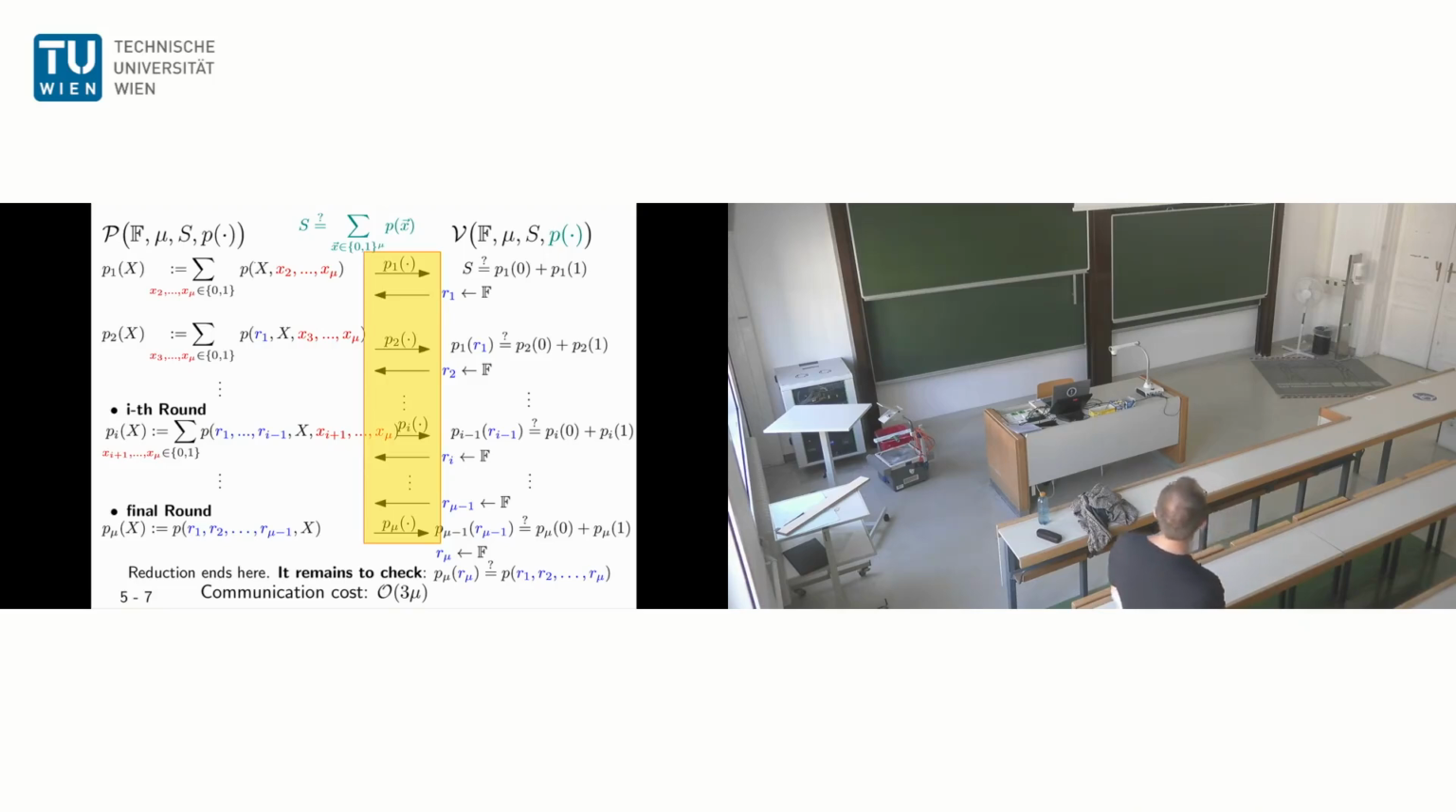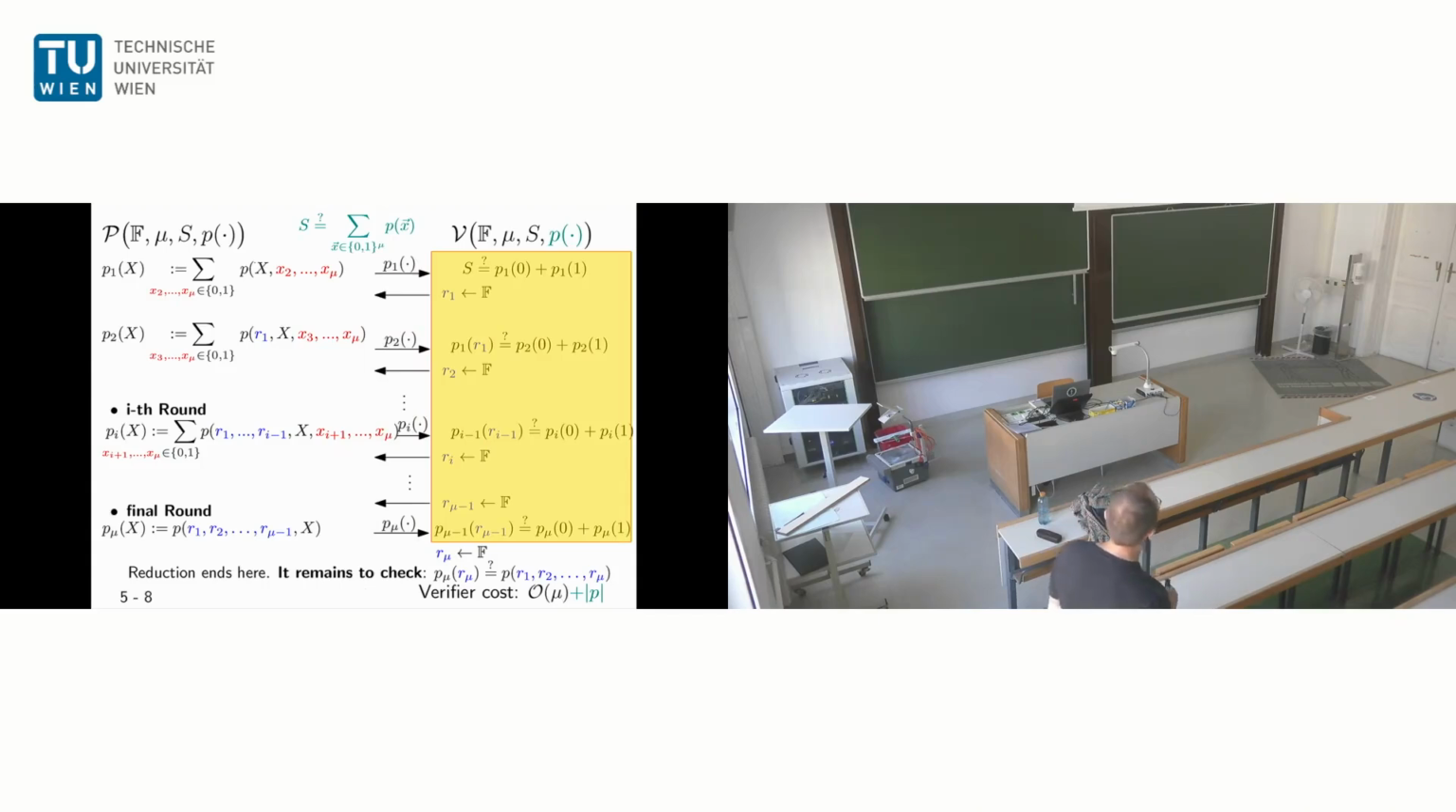But yeah, the communication cost we see is straightforward. We have many rounds, right? We send 2 field elements each time and get 1 field element back. So we have many field elements sent back and forth. The verifier cost, as I told you in the introduction, is simply linear in the number of rounds plus the evaluation of the polynomial, if he does it.